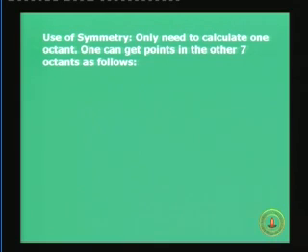Coming back to circle drawing, which we were discussing, as mentioned in the slide, we use symmetry. What is the symmetry of the circle we are talking about? One only needs to calculate one octant, and in this case we have already decided to start with the second octant. Start from the point 0, r and calculate in the second octant, and after completing the second octant, one can get points in the other 7 octants as follows. As we did for a line, we computed in the first octant when the slope was less than 1, and then we knew how to get the other 7 points.